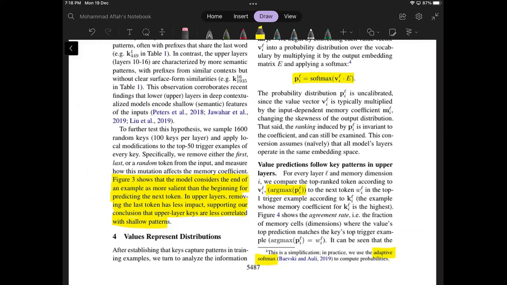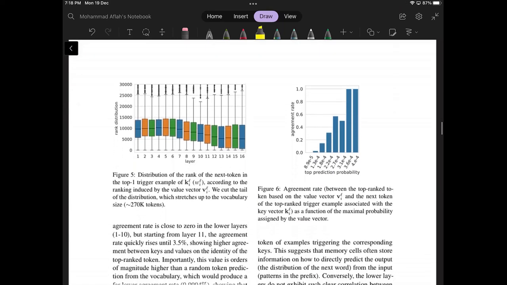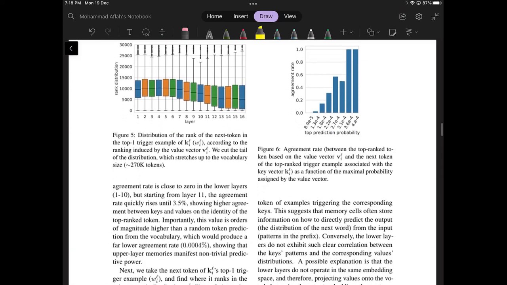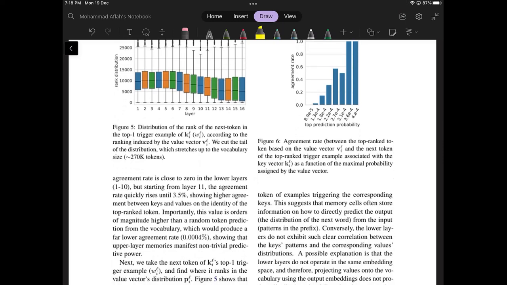So figure 4 shows the agreement rate. That is the fraction of memory cells where the value's top prediction matches the key's top trigger example. It can be seen that the agreement rate is close to zero in the lower layers but rises from layer 11. The agreement rate quickly rises until 3.5%, showing higher agreement between keys and values on the identity of the top rank token. Importantly, this value is orders of magnitude higher than the random token prediction from the vocabulary, which would produce a far lower agreement of 4e-4, showing that upper layer memories manifest non-trivial predictive powers.